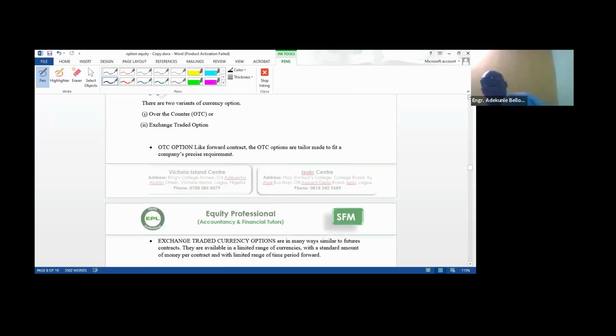Over-the-counter currency option is very similar to forward contracts. These options are tailor-made to fit the company's specific or precise requirements.